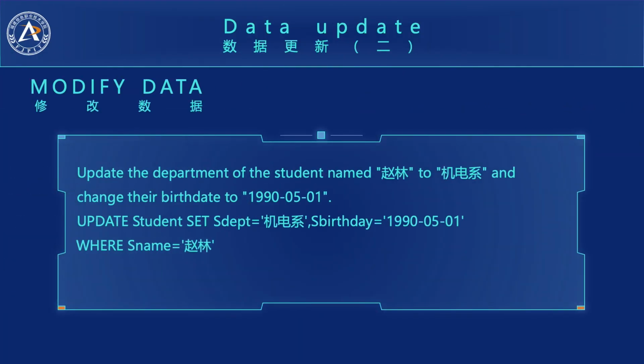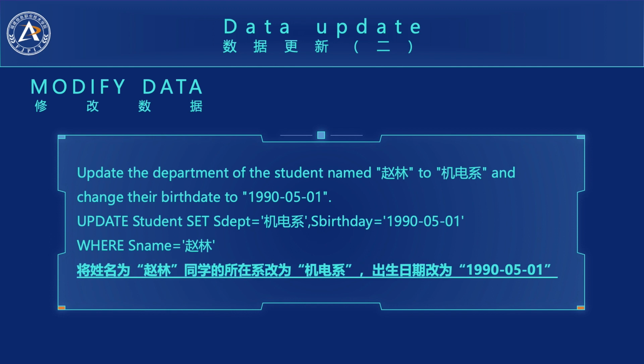We will update the department of the student named Zhaolin to Jidianxi and change their birth date to the 1st of May 1990. The update statement is as follows. Update student set dept equals Jidianxi, birthday equals the 1st of May 1990 where name equals Zhaolin. Using update allows us to update multiple column values at once, which improves efficiency.